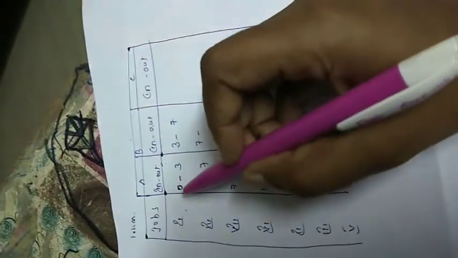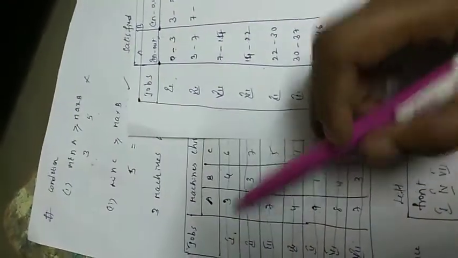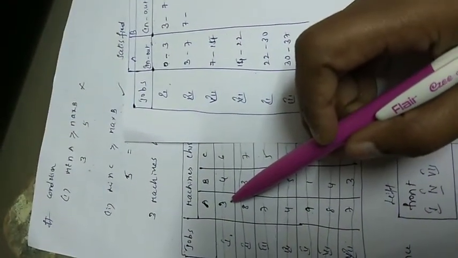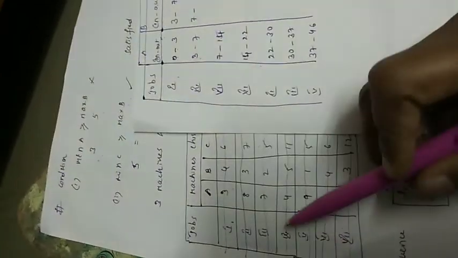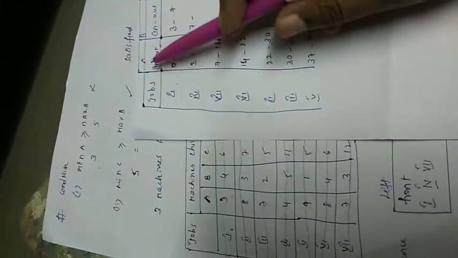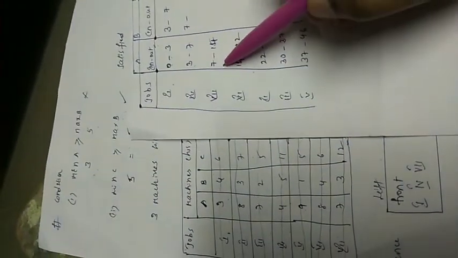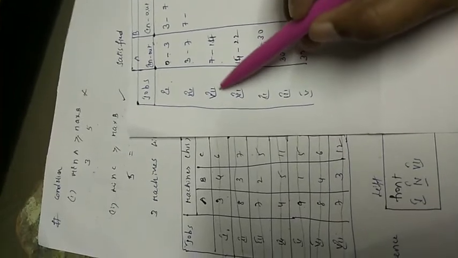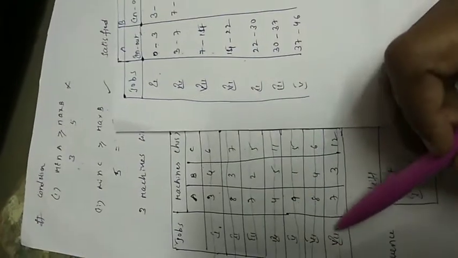First mission starts at 0 hours, so I will consider 0, and this is the first mission. The first job takes 3 units, so 0 plus 3 is 3. This 3 is taken here. Then the fourth job for A mission: 3 plus 4 is 7. I will take 7 here, and this is the 7th job for A mission.